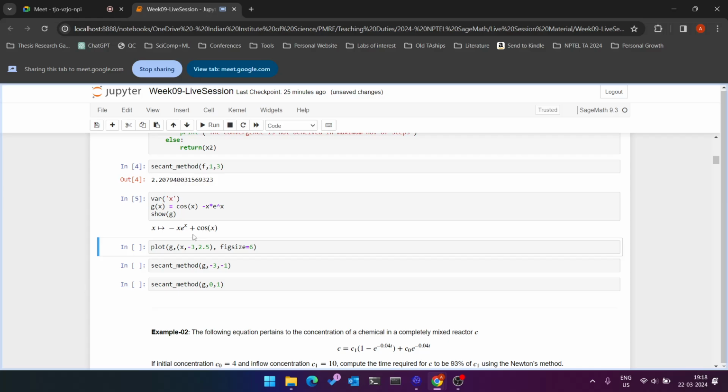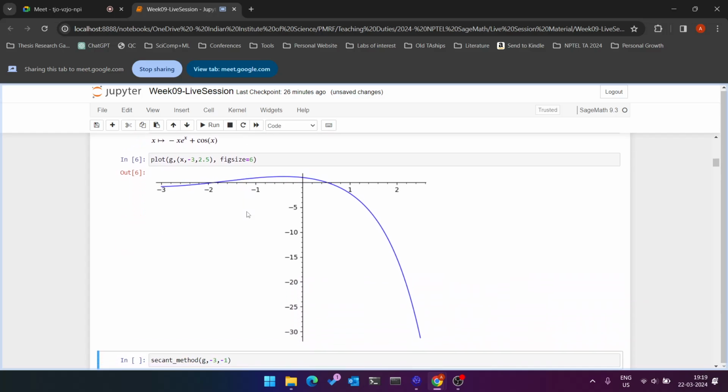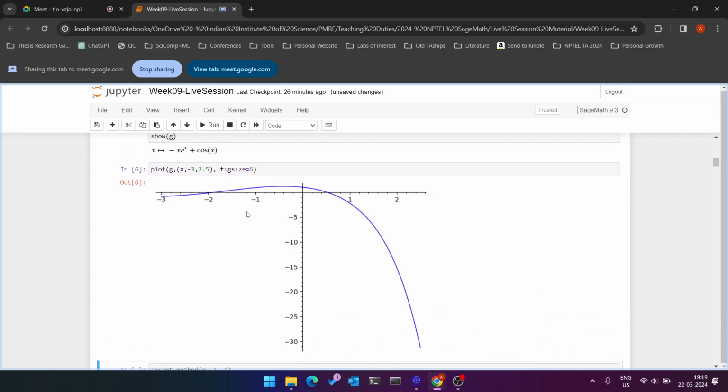You can also estimate a few things from here. Because cos of x will be bounded between minus 1 to 1, if x is a sufficiently large positive number, minus x into e raised to x would dominate and be a large number. So after some particular x, your function would keep on increasing in the negative direction. So increasing magnitude, but in the negative direction. So if I just plot g of x, this is what I see, right?